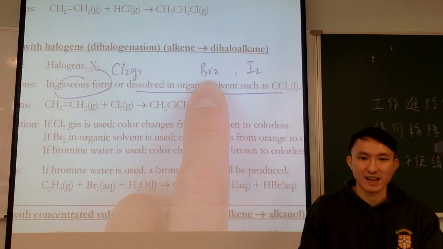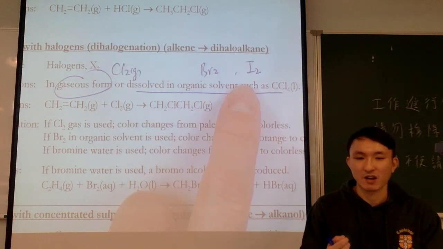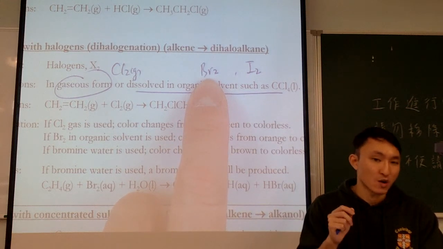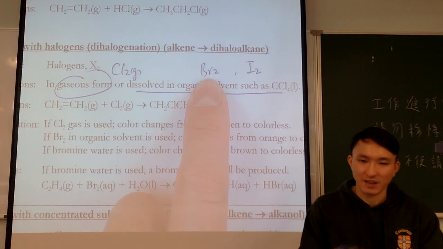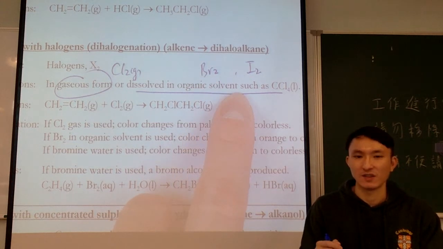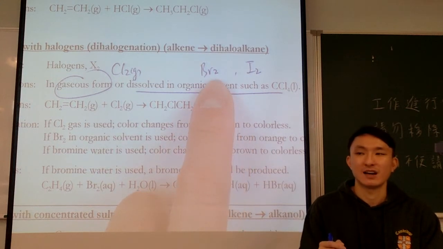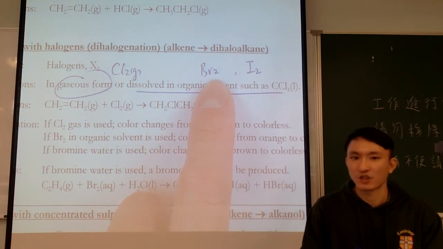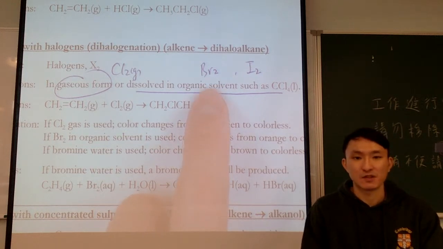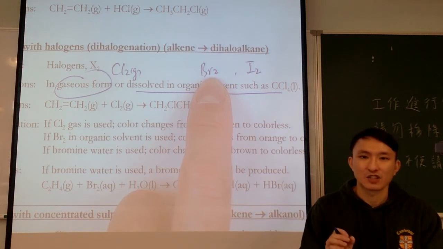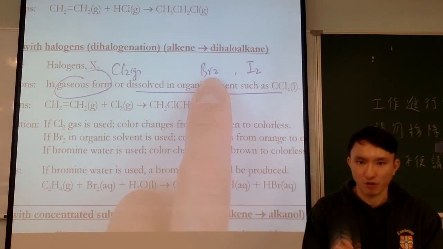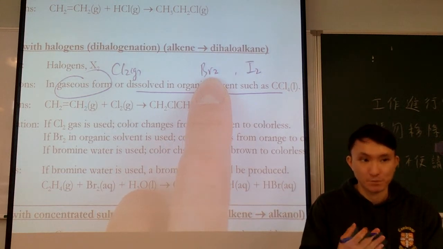And bromine and iodine, both of them are quite toxic, especially bromine. So we do not use pure bromine, despite it being a liquid by itself. We should first dissolve it into organic solvent, so that it is much more diluted and therefore much less toxic. Bear in mind, in DSE, if you use bromine liquid, no marks will be given because this is too dangerous. It's not an appropriate procedure.